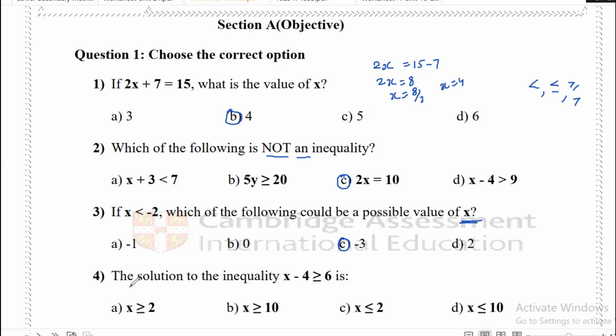And then the solution to this inequality. So just simplify, like add 4 to both sides or take 4 to the other side. Both ideas will work. 6 plus 4 gives me x greater than or equal to 10. So if you check, option B, that is x greater than or equal to 10, is your correct answer.